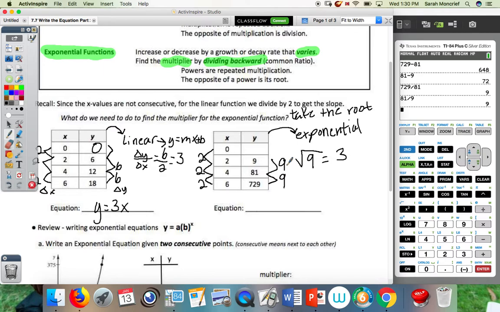So now that we have my multiplier, my b, we've got to find my a, my y-intercept. How are we going to do that? Well, since 0 to 2 follows the same pattern that my other differences did, we can just divide going up again. So what is 9 divided by 9? That is 1, so my y-intercept is 1. So that means we have y is equal to 1 times 3 to the x. Or what we prefer you to just say is y is equal to 3 to the x.